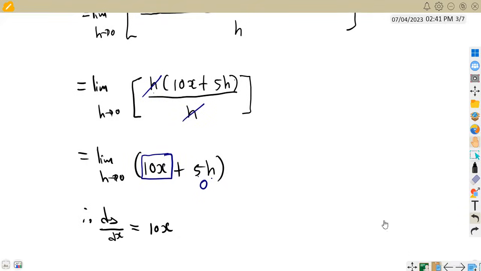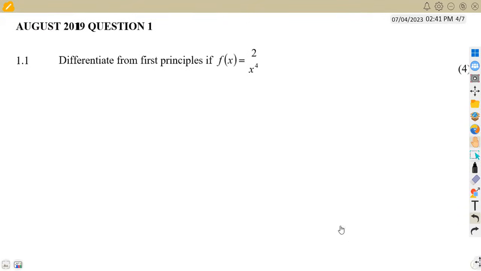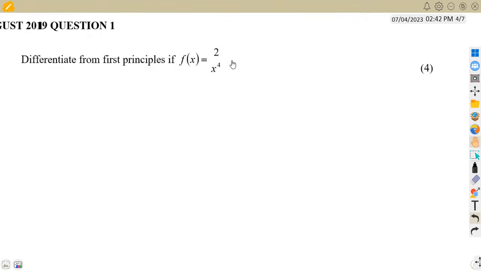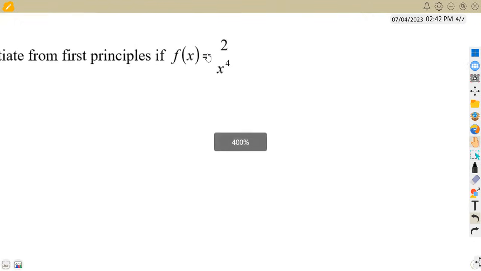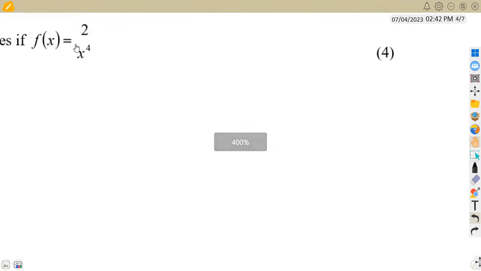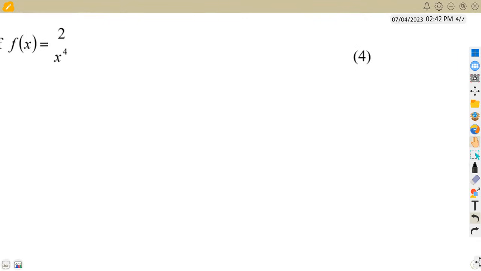All right, that's it. Let's check another part of our question, which is here from August 2019, question number 1. We are given to differentiate on 1.1 from first principles if f of x is equal to 2 over x to the exponent of 4. All right, so this is 2 over here. So this is our f of x, guys, the one that you are given.